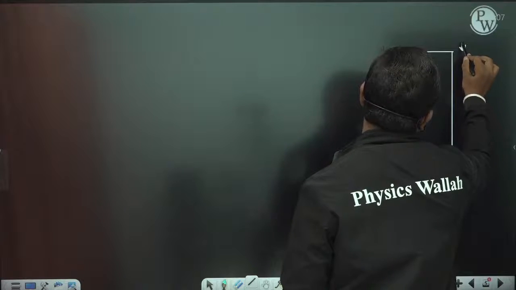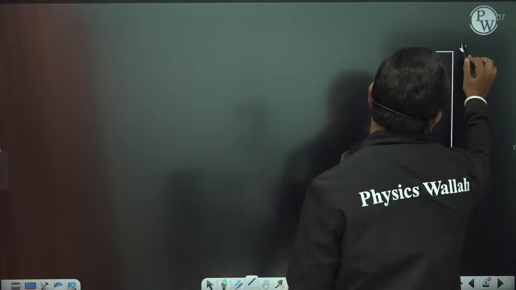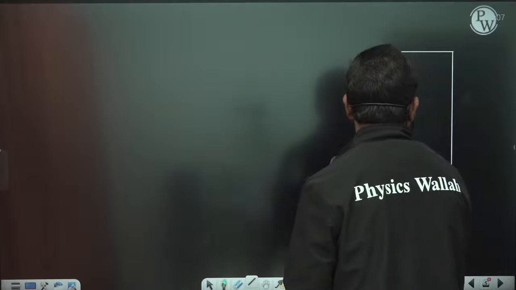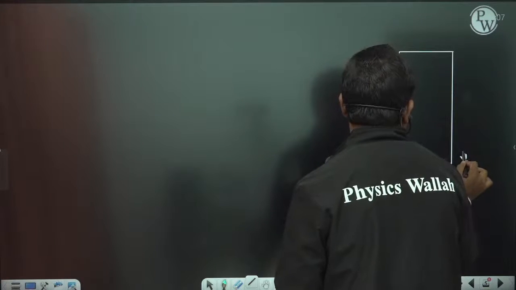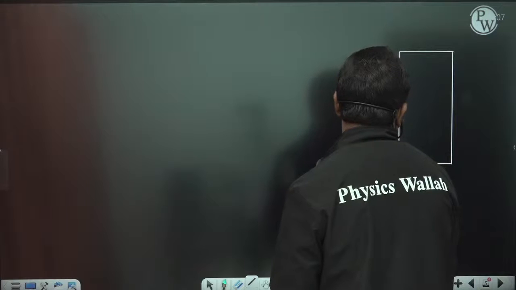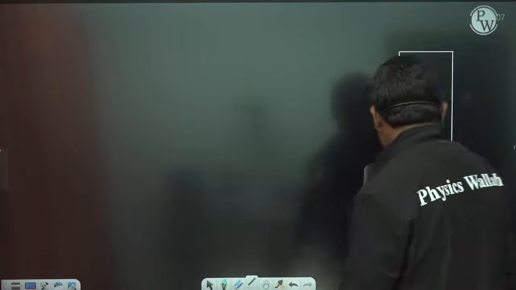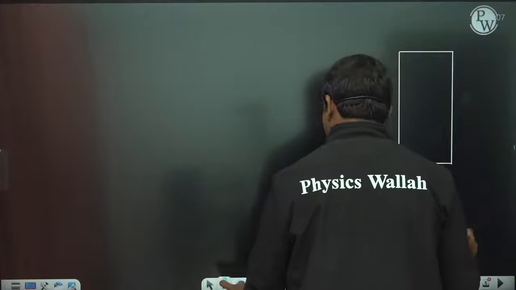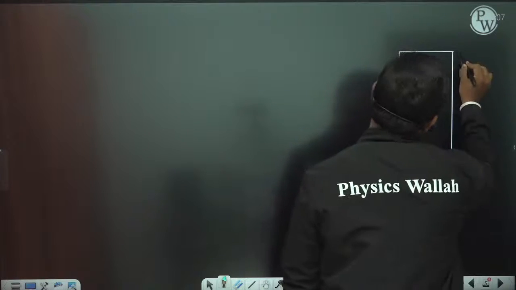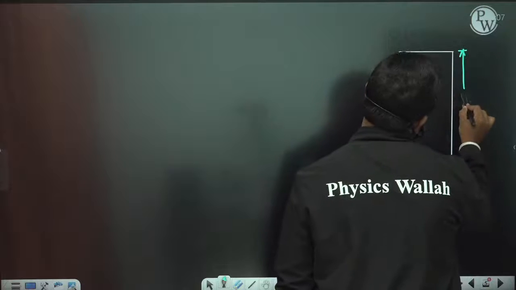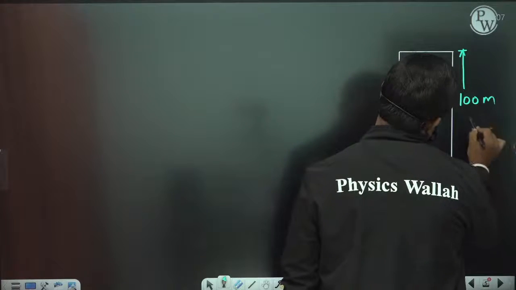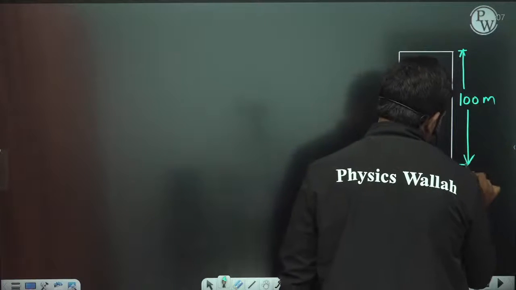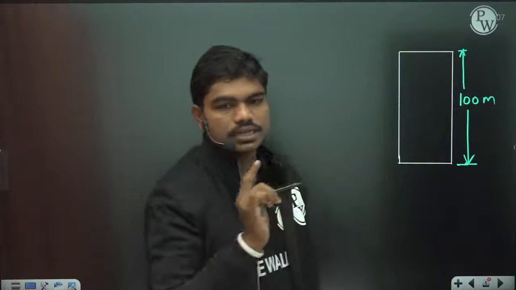So there is some chemical reactor like this. What happens inside this? A lot of chemical reactions will happen actually. In this chemical reactor you have a lot of chemical reactions that take place. Okay, now it's given that the height of this chemical reactor is 100 meters. Correct. So the height of this chemical reactor is 100 meters.